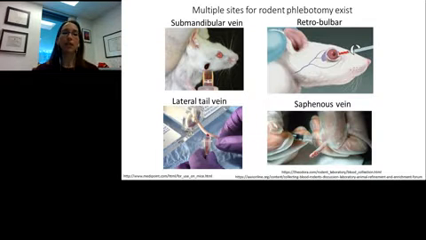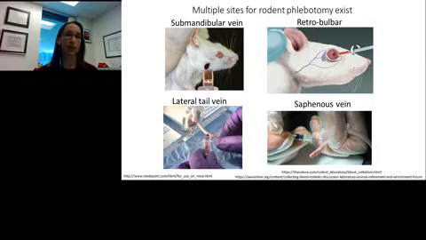So as I mentioned, there are multiple sites that exist in the mouse from which an experimenter can collect blood. Some of the more commonly used I have depicted here. So lots of researchers will use the submandibular vein. It's sometimes called the facial vein. The retrobulbar plexus or sinus is commonly used in rats and mice. Sometimes this will be called retroorbital in the literature.